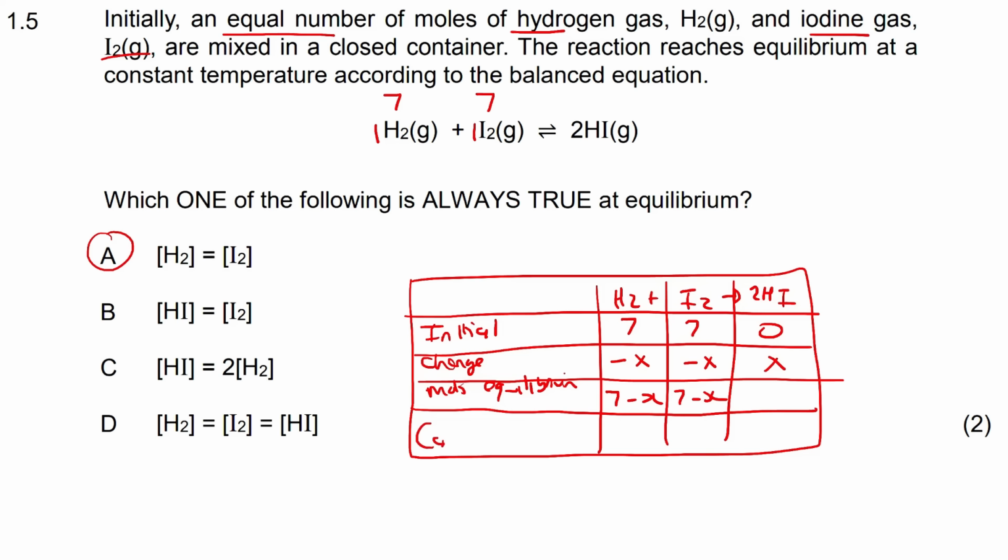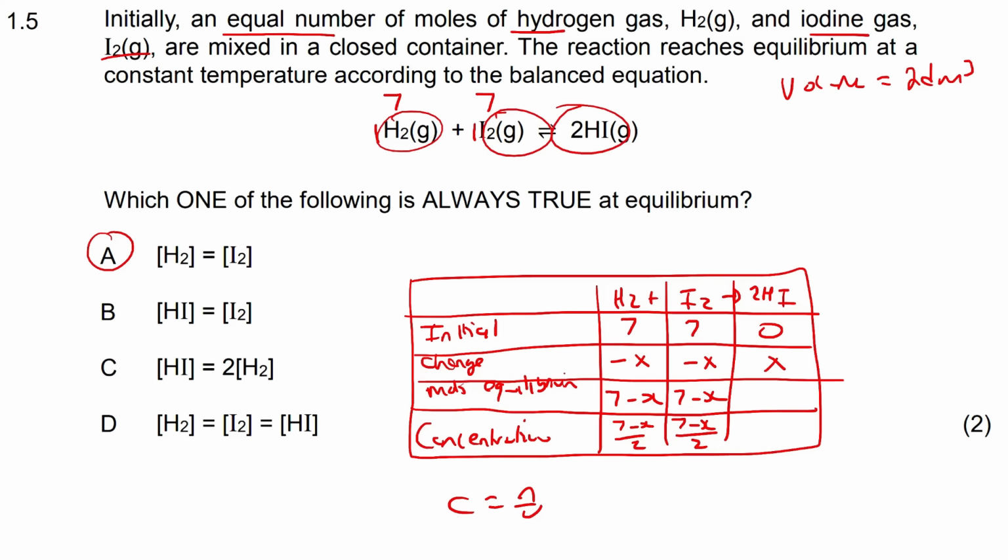My bad. So let's just go one step further. So we know that the volume of the container would be a value of like 2 decimeters, for example. So to work out the concentration of this one, we use the formula C equals N over V. So that would be 7 minus X over 2, for example. But it would be the exact same for that one because the container volume is the same for all components that are in the reaction. And so their concentrations are going to be exactly the same. This one, it'll be totally different. The moles at equilibrium would be X, and then its concentration would be X over 2. So it's not the same.